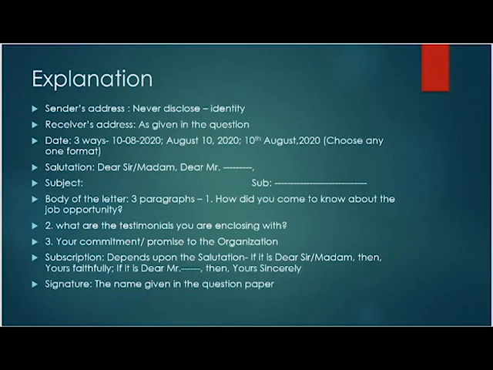Next comes the body of the letter, which will contain 3 paragraphs. So the first paragraph will tell the receiver how you came to know about this job opportunity. Secondly, you have to talk about or write about the testimonials that you are going to enclose with this letter. That is the certificates, your CV, all that has to be mentioned.